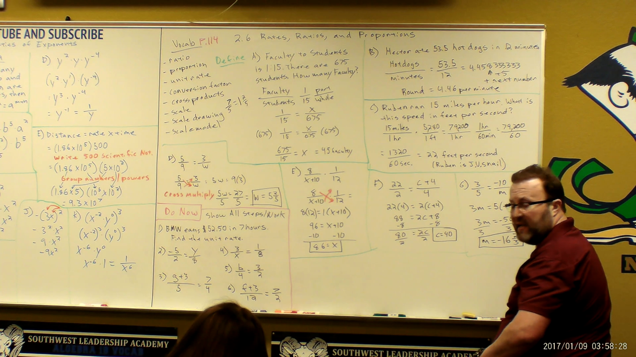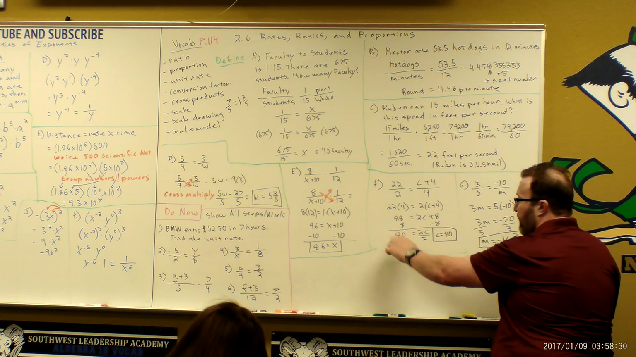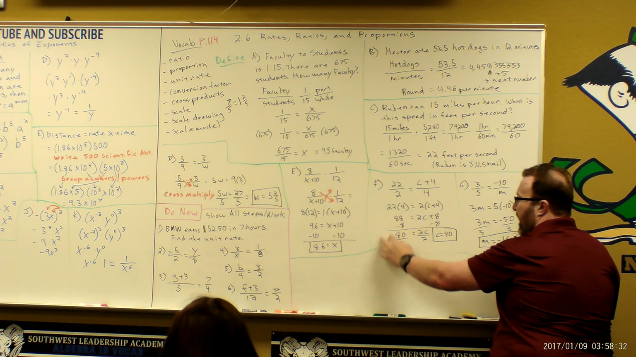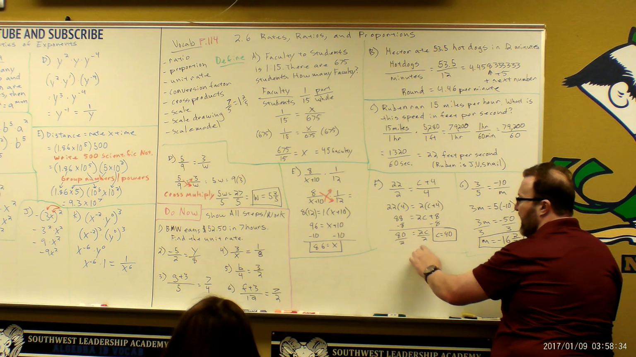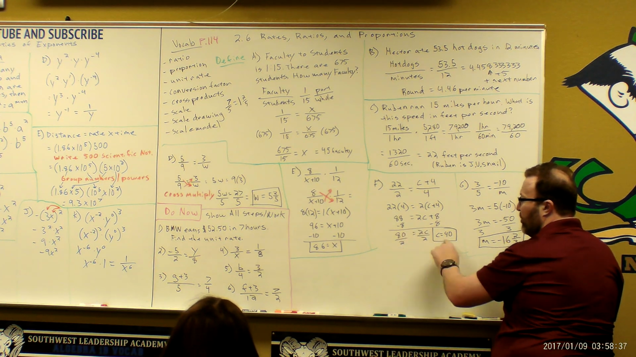Then from here, we're going to get the C by itself. We're going to subtract 8 from both sides. 88 minus 8 is 80. And then 2C, we're going to divide by 2, we just solve for C.